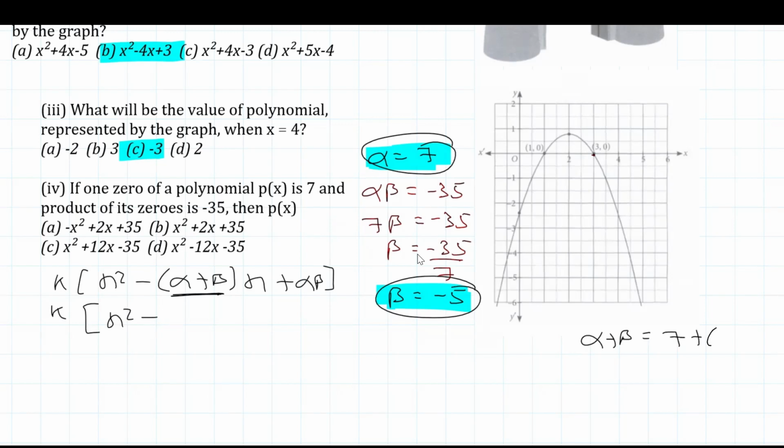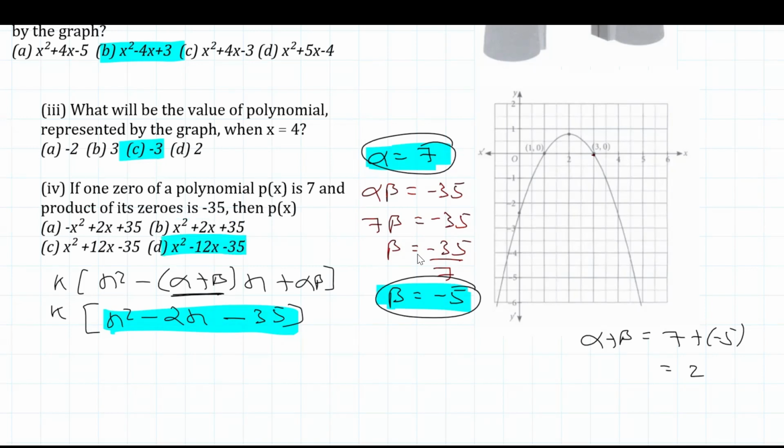What is alpha plus beta equal to? It should be 7 plus minus 5. That is how much? As 2. So it is 2 times x plus the product of the zeros. So product is what? Alpha into beta, which we already know as minus 35. So plus minus is minus. So I can write minus directly. Yes. So we got this as the required polynomial, which is what? x square minus 2x. Now there is one thing you can observe, that it is not matching with this, right?